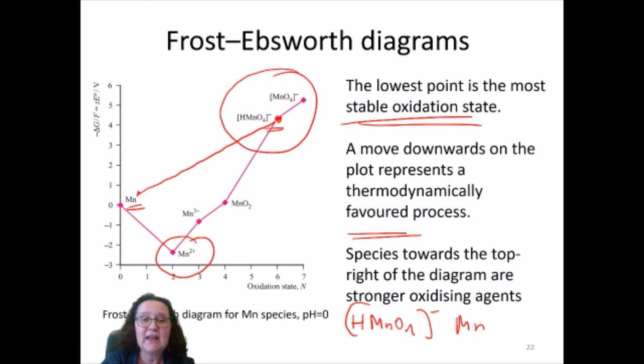You can connect any 2 points in the graph, and that will tell you which one is the most stable one, which way the reaction will proceed thermodynamically. The one that is lower in the graph will be the most favorable. That will be the direction the reaction will happen. And the top right hand corner of the diagram shows you the stronger oxidizing agents for that particular element.